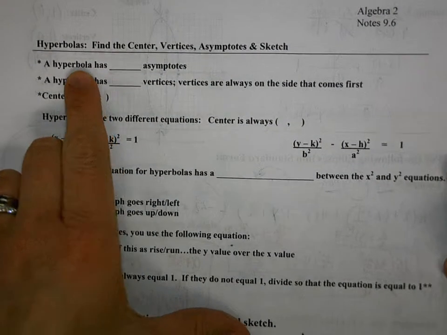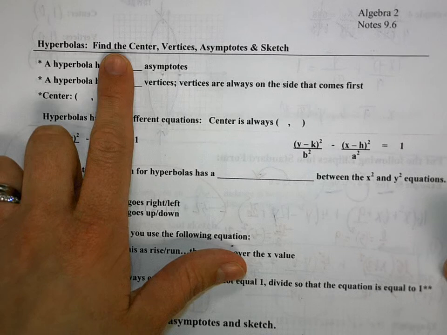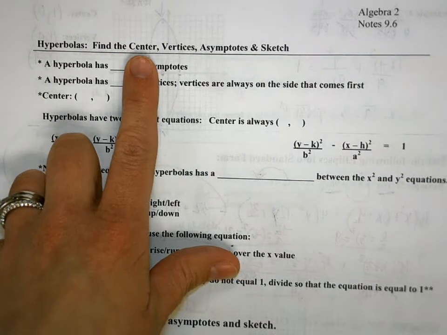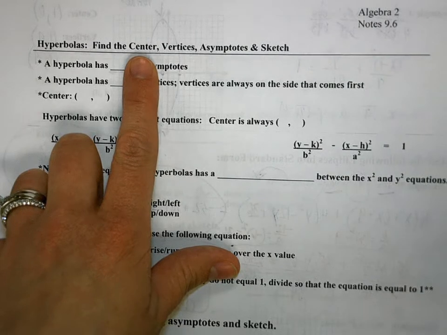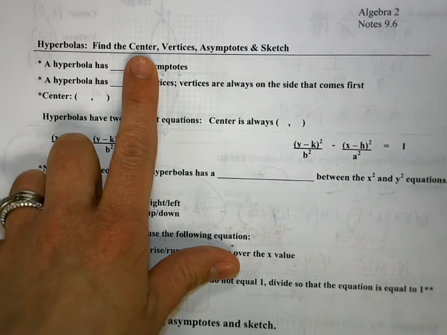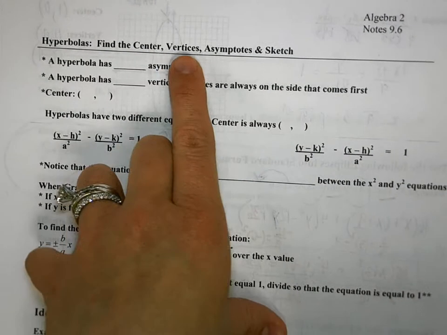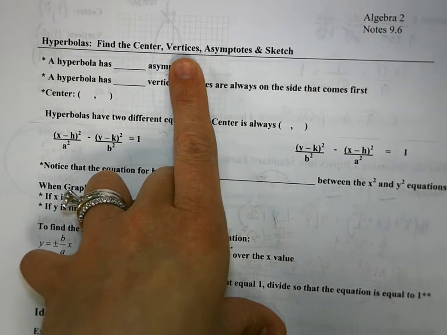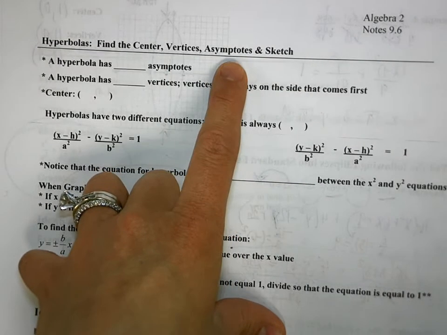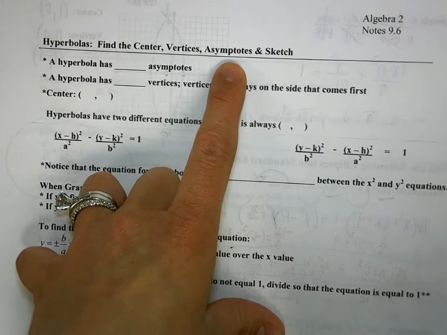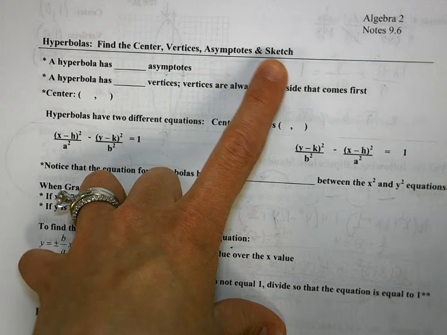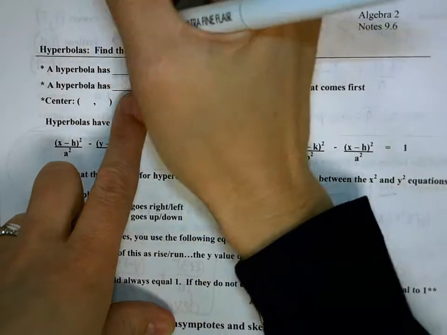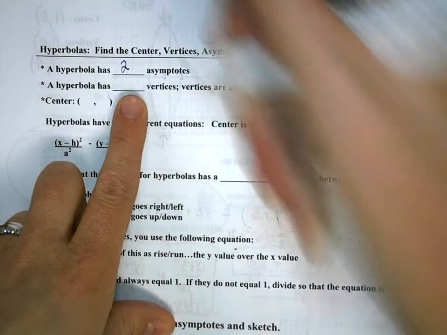Today we're talking about hyperbolas. You'll notice similarities here. We have a center, just like we did for our circles and our ellipses, and you also have a center on hyperbolas. Hyperbolas also have vertices, which is similar to ellipses, and these also have asymptotes, and we're going to talk about what those are, and then you're going to sketch these. Okay, a hyperbola has two asymptotes.